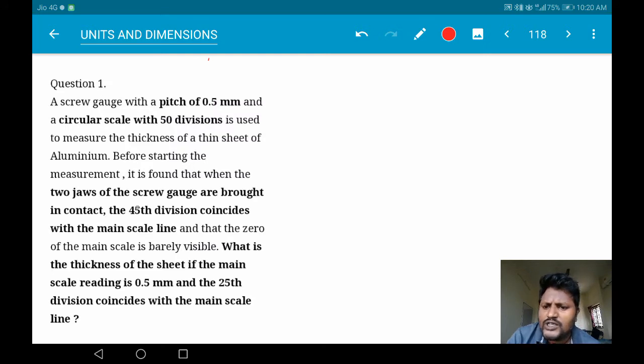Right, next one. A screw gauge with pitch of 0.5 millimeter. So pitch of the screw gauge is given, that is 0.5 millimeter. I told you already what is meant by pitch. Pitch is nothing but the distance travelled by the screw after one rotation, or it is the distance between two successive threads on a screw. Next, how many divisions on the circular scale? That means head scale. So the number of divisions on the head scale are 50, and it is used to measure the thickness of a thin sheet of aluminum.